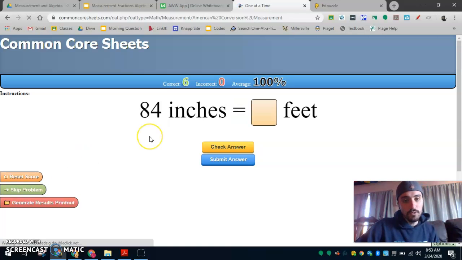All right, 84 inches to feet. Now we're going from a small thing to a big thing, and we use division. So I would check right now. Since I'm going small to big, I would check my reference sheet for inches to feet. Now let's see that my conversion number is 12.